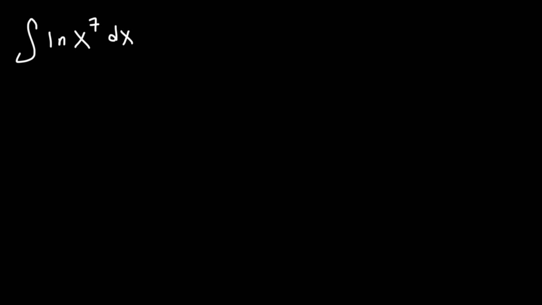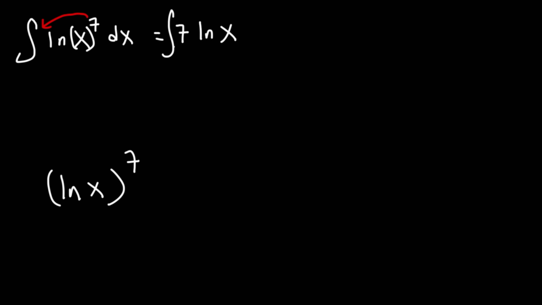Well, first, you need to realize that we can rewrite this problem. A property of logs allows us to move the exponent to the front. So make sure you understand this. This is not ln x to the 7th power like this. If it was, we can't move the 7. The 7 is only affecting the x variable. As a result, we can move the 7 to the front. So this becomes 7 ln x. So this is what we're integrating.